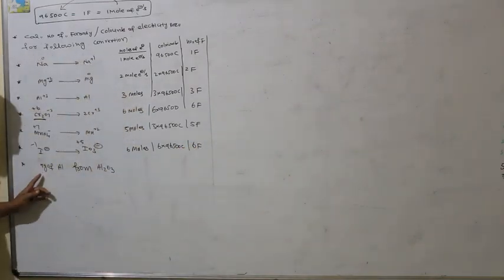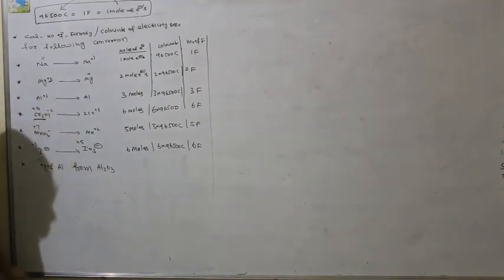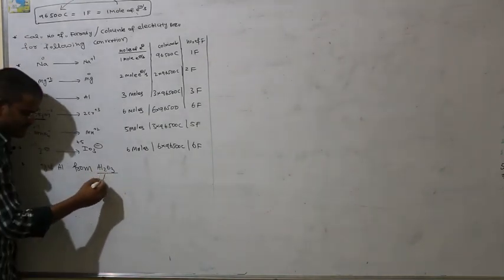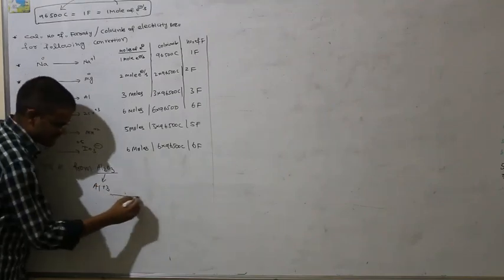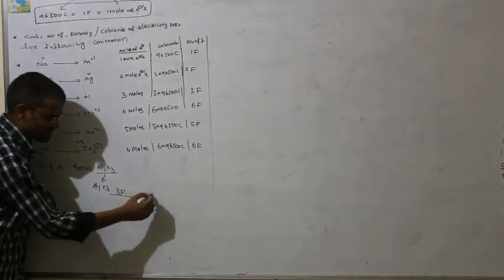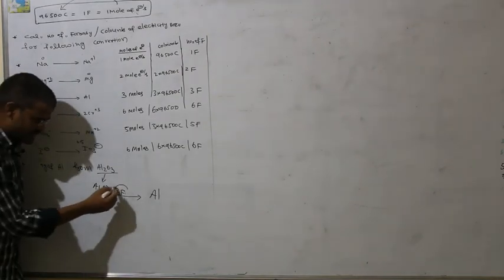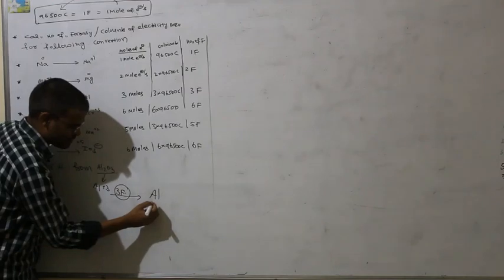In this case you get 9 grams of aluminium from Al2O3. I want only 9 grams of aluminium. For 9 grams of aluminium, how much is needed? When you split aluminium oxide, it becomes Al plus 3. When you supply 3 Faradays for Al plus 3, Al will come. So when you supply 3 Faradays of electricity, you get 1 mole of aluminium.